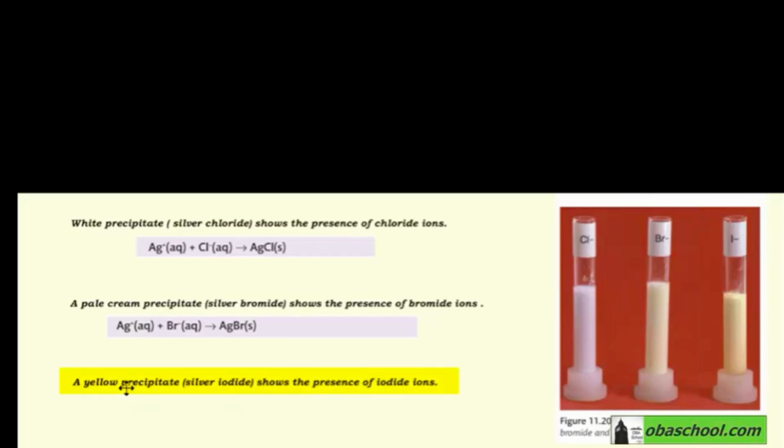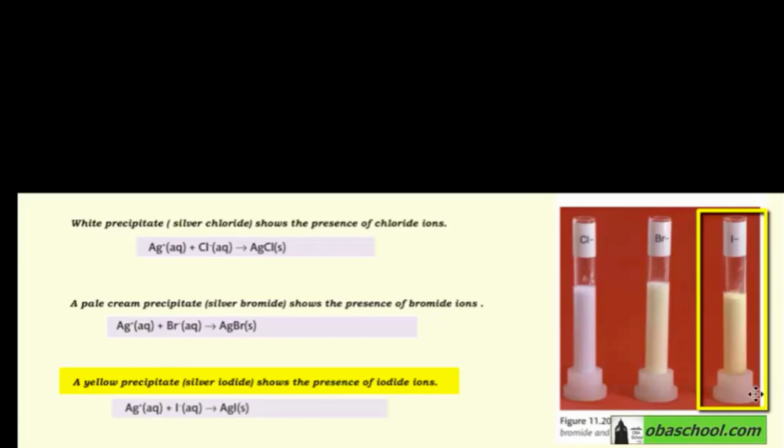A yellow precipitate, which is silver iodide, shows the presence of iodide ions. If we have a yellow precipitate, this indicates that we have iodide ions. The equation is silver plus iodide reacts to give silver iodide, which is the yellow precipitate that I want.